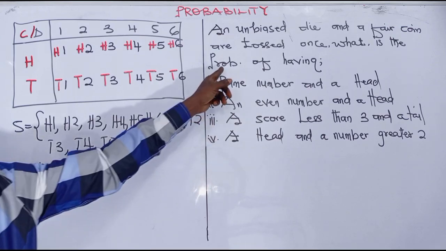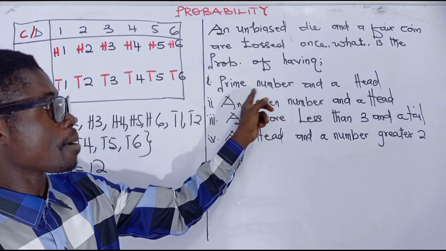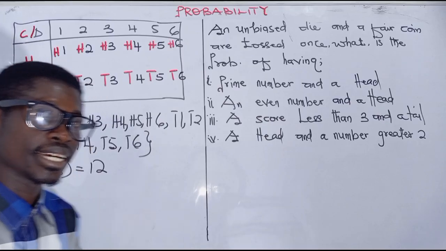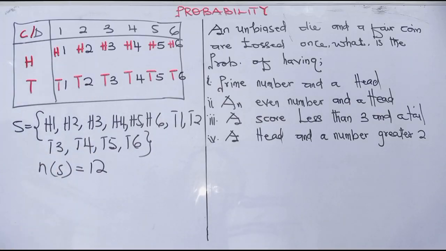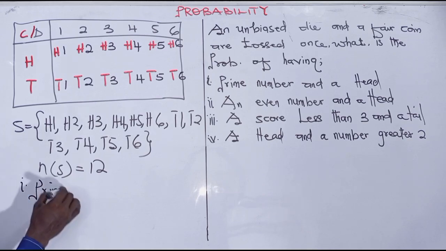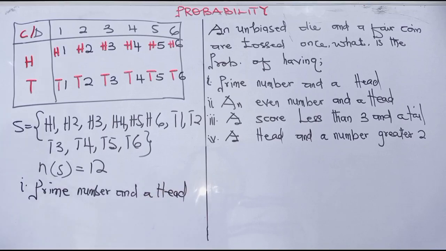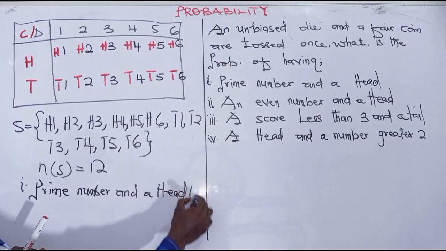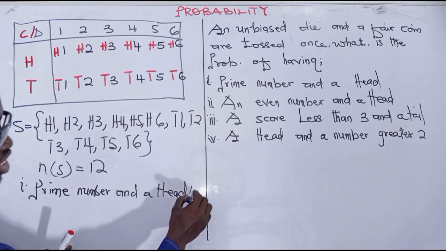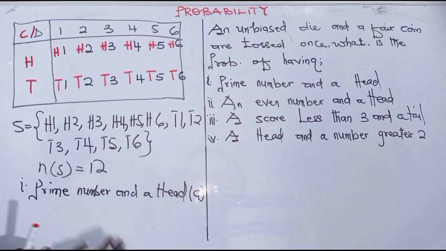Now our task is to find the probability of having a prime number and then a head. So we have prime numbers and then a head. So we are going to use the letter, let's say G, to denote the event of obtaining a prime number and then a head.